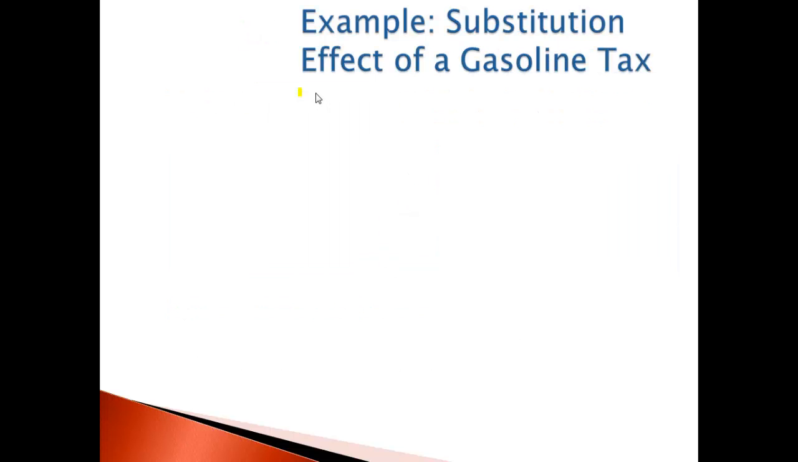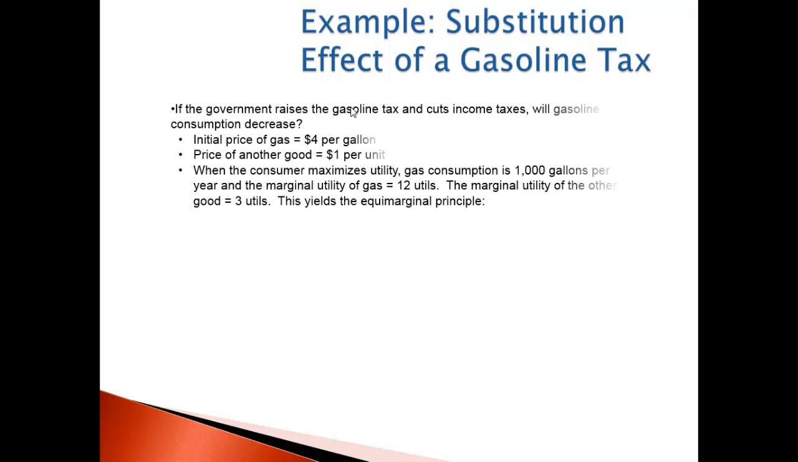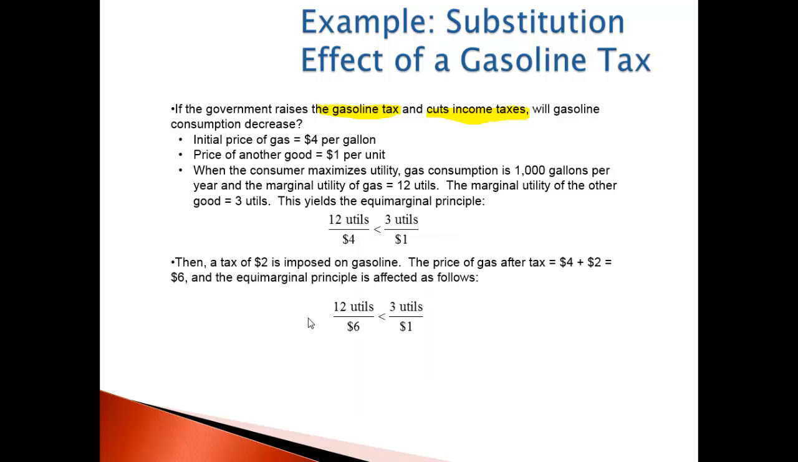So an example of substitution effect is the gasoline tax. This kind of shows you where we stand. So if the government raises the gasoline tax and cuts income taxes, will gasoline consumption rise? Well, actually, if what they're doing is raising the gasoline tax and lowering your real income, we might not actually see a change because relatively nothing changed, right? Whereas if they do one or the other, we would see something. So this gives you an example of that.